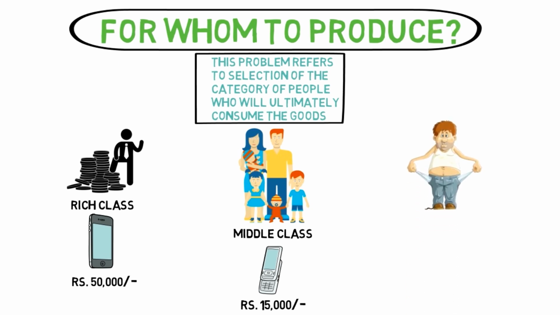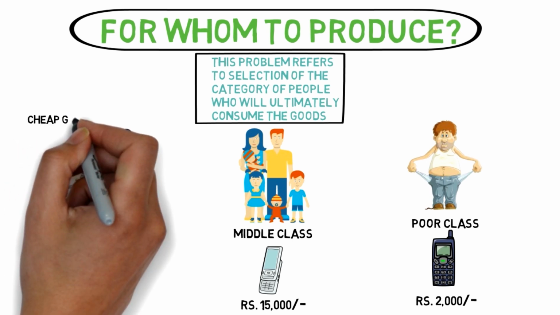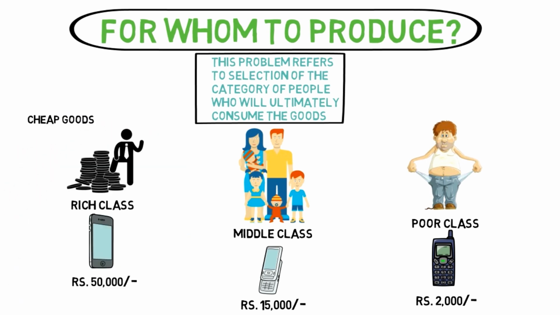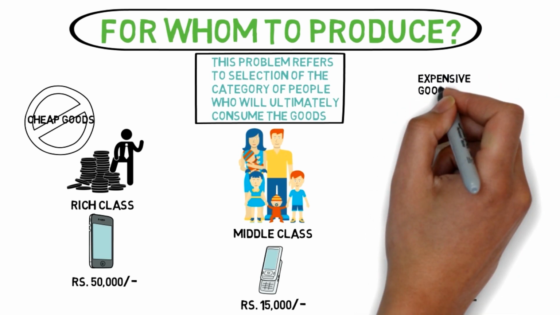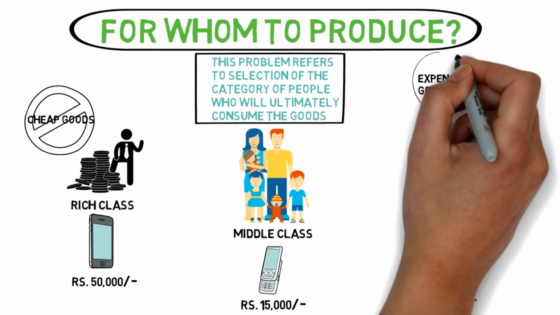The third category of people in our society is poor class people. Because of their weak financial condition, the producer will offer them cheap goods. If cheap goods are offered to the rich people, they will deny. And if expensive goods are offered to the poor people, they cannot afford them.